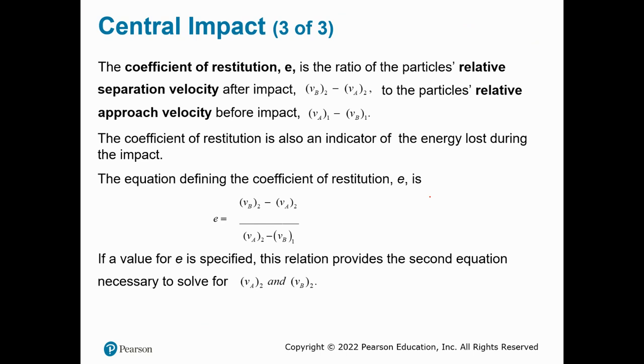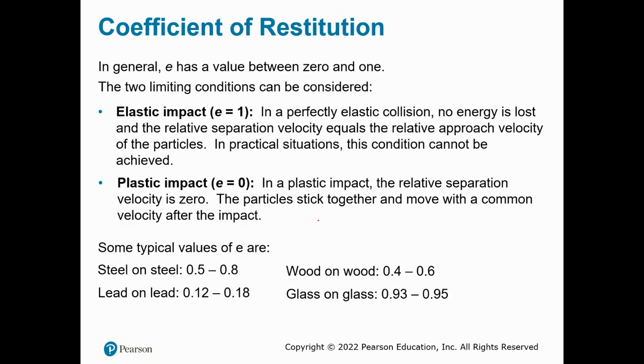So the coefficient of restitution is an indicator of the energy loss during the impact. Put in the equation in fraction form, it looks like this. And if we know the value of E, the relation provides a second equation necessary to solve our problem. Special cases: under the condition of elastic impact, E equals 1, it's a perfectly elastic collision. It means that no energy is lost, and the relative separation velocity equals the relative approach velocity of the particles.